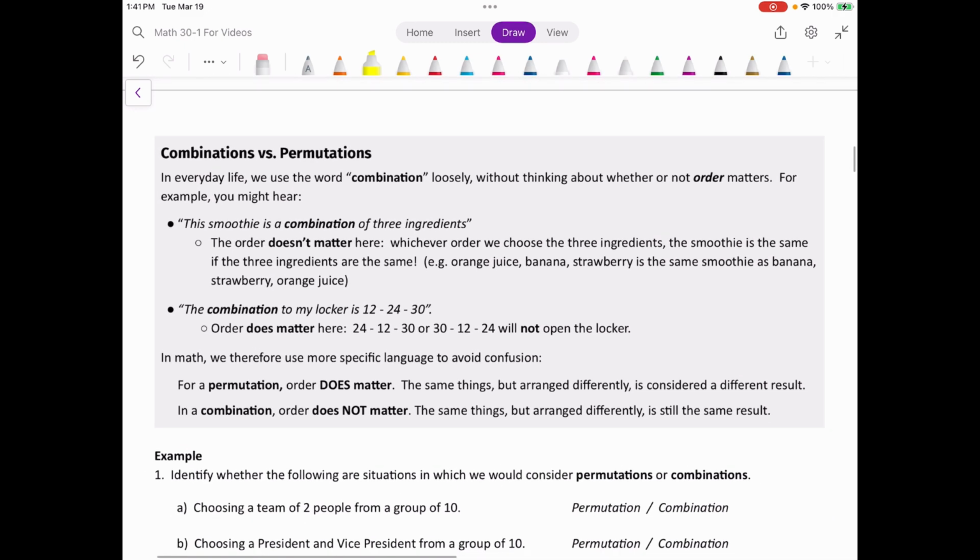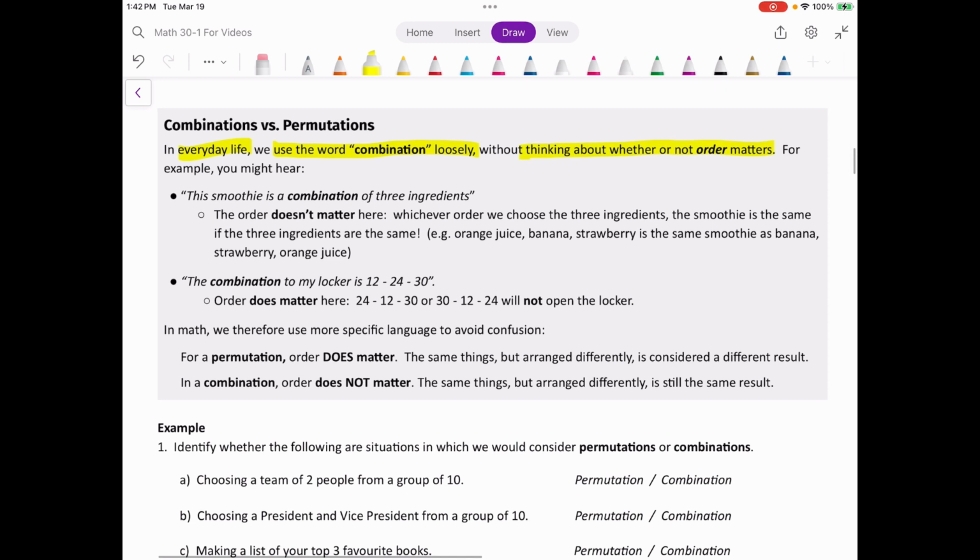What is a combination and how does it compare to a permutation? What's the difference? Well, to think about the difference between a combination and a permutation, let's see the logic here. In everyday life, we use that word combination pretty loosely, without thinking about whether or not order matters. So, for example, you might hear, this smoothie is a combination of 3 ingredients, right? That sounds totally right. Nothing wrong with saying that.